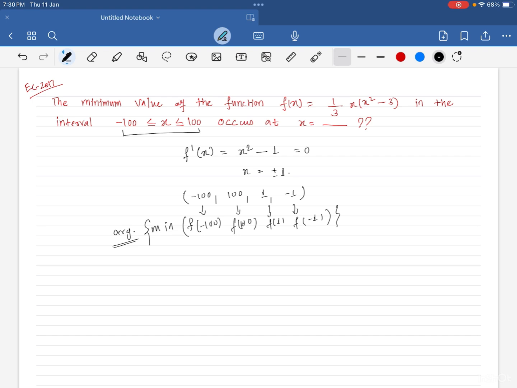So you will get the minimum when you put these into this function. So you will be getting the minimum at x equals minus 100. So minus 100 is the answer for this question.